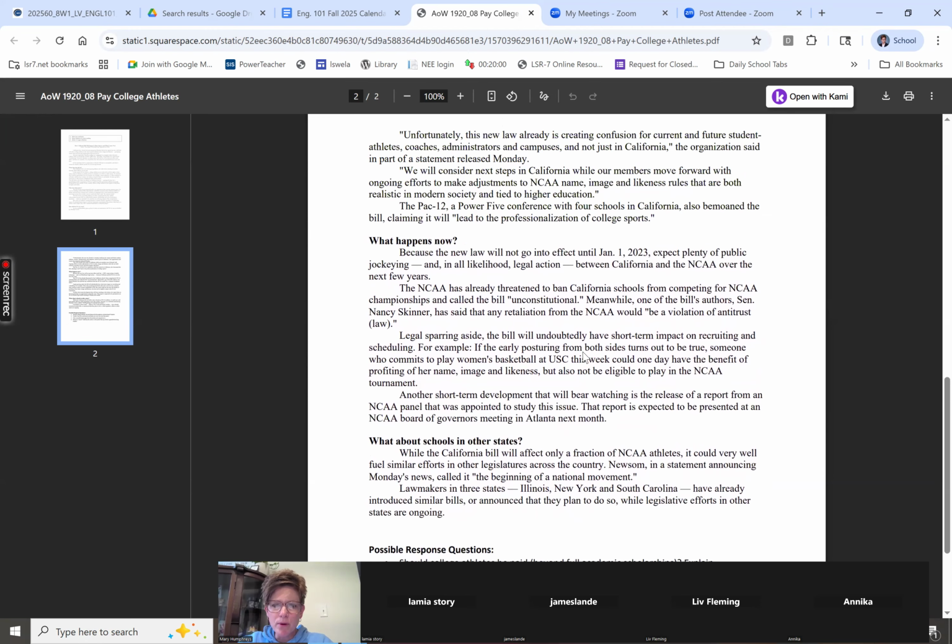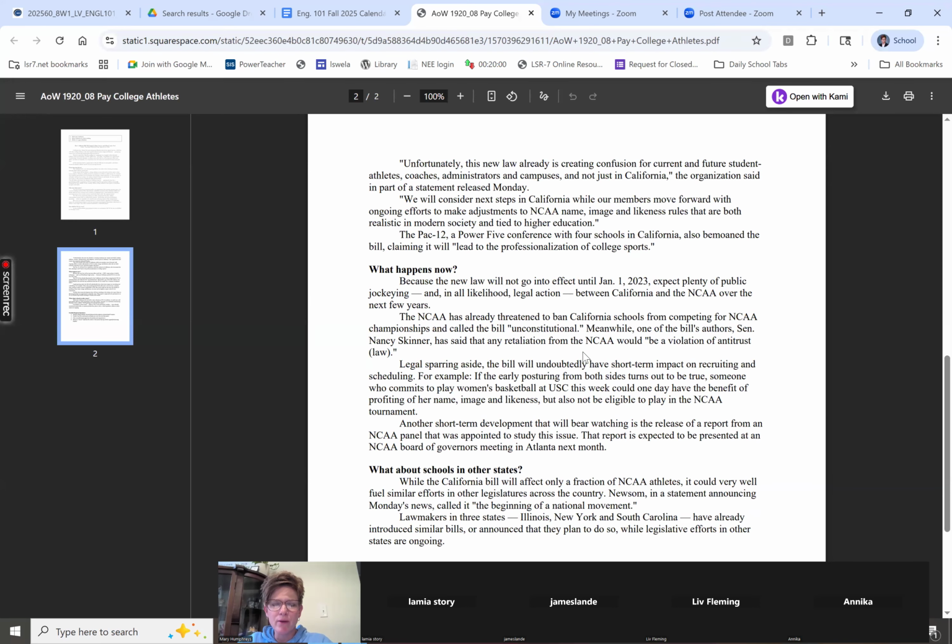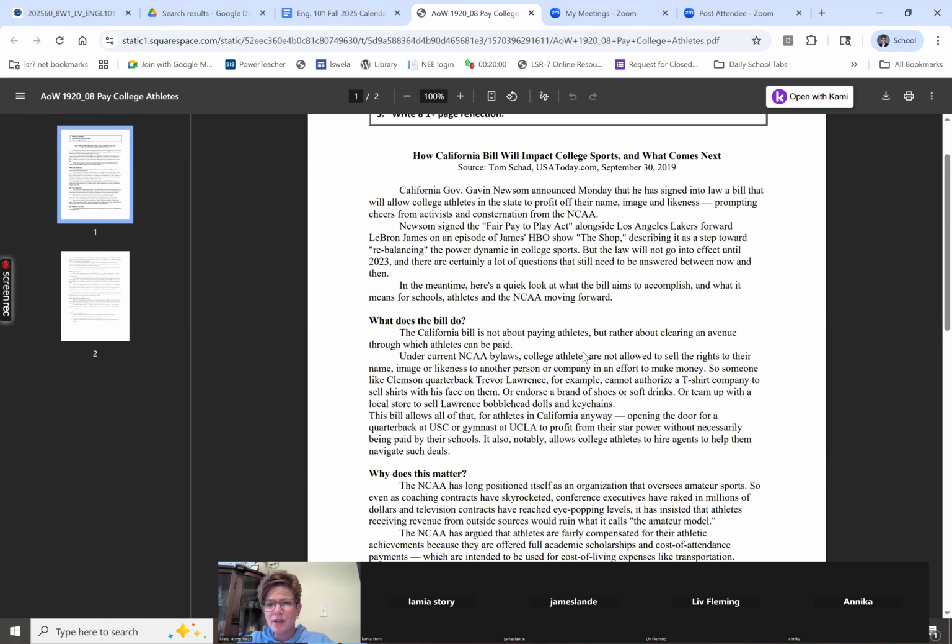For the most part, it's presenting information, but if you had to go in and ask, what exactly is it arguing? A lot of times you'd be like, well, I don't really know. It doesn't seem like the argument is super clear or hammered home. Then up here where it says prompting cheers from activists and consternation from the NCAA, it's presenting both sides of the argument. Some people are for it, some people are against it. What it tries to do, now whether it achieves this, I don't know, is just present the information and let you as the reader decide which side you want to be on.